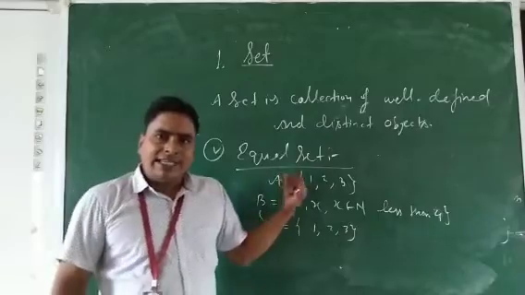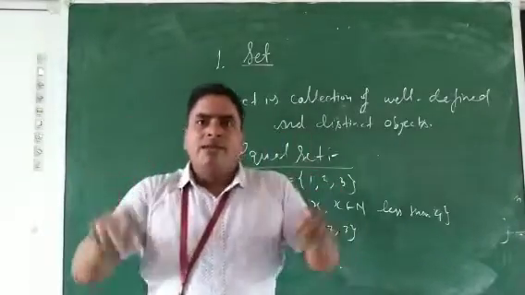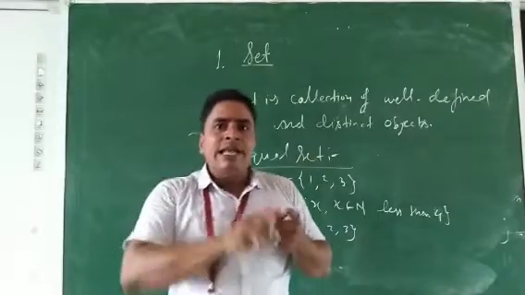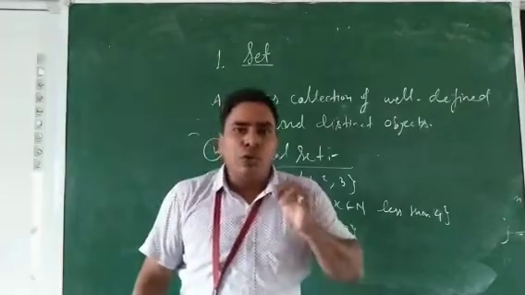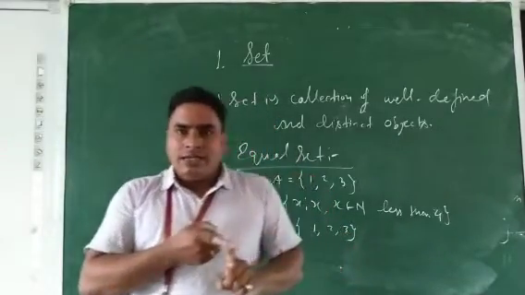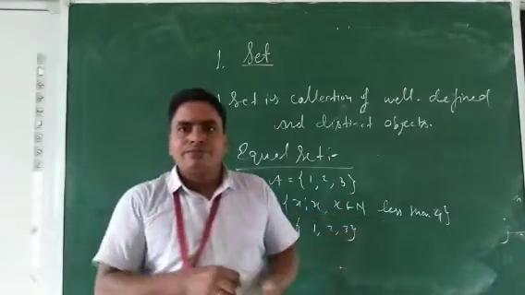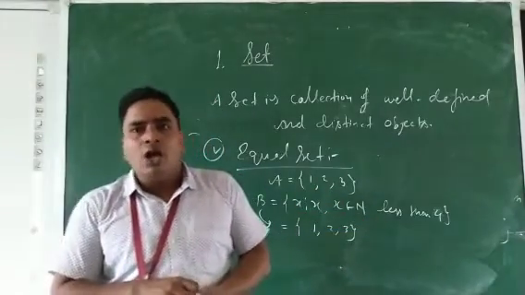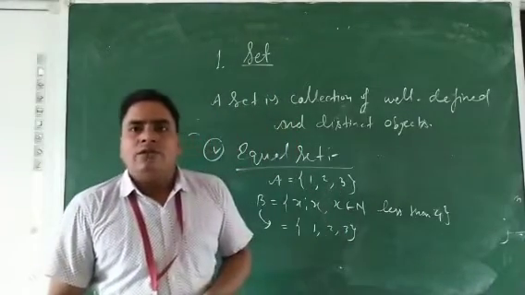Clear? What is the set? Types of set. How can we represent the set? Within braces and each element separated by a comma. There are two ways to represent the set. First one, roster method or tabular form. Second one, set builder or rule method. Clear? Next topic we will discuss in the next class, Venn diagram.